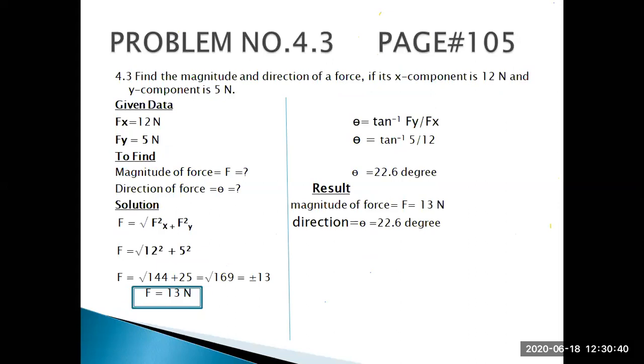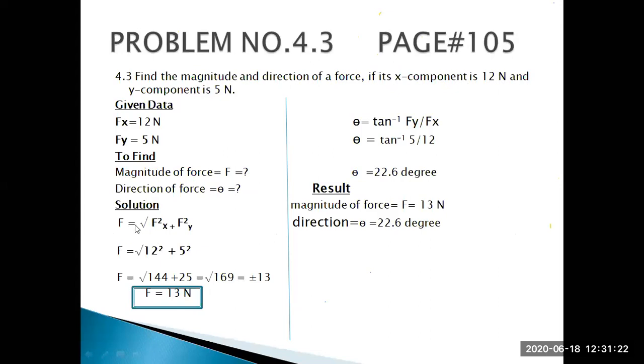Next, problem 4.3, which we discussed today, is available on page number 05. I read the statement: find the magnitude and direction of the force if its x component is 12 Newton and y component is 5 Newton. Again, in this numerical, we are given Fx, the horizontal component of force, which is 12 Newton, and Fy, the vertical component, which is 5 Newton. What we are required to find is the magnitude of the force and the direction of the force.